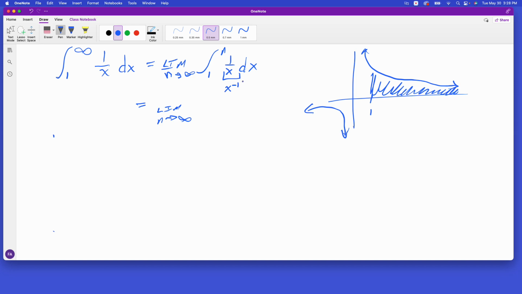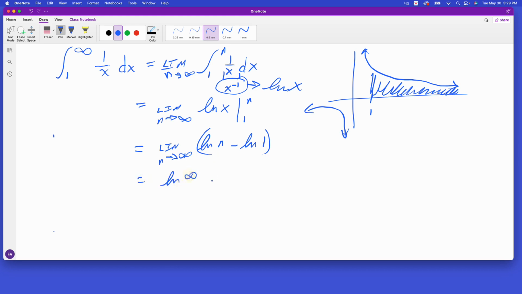Oh, well, that doesn't work, does it? So we can't do that. So that means this is going to be turning into ln of x when we do this integration. So this is ln of x from 1 to n, right? So that means you're doing the limit as n goes to infinity of ln of n minus ln of 1. All right? So then we stick in infinity there. We're doing ln of infinity minus ln of 1.